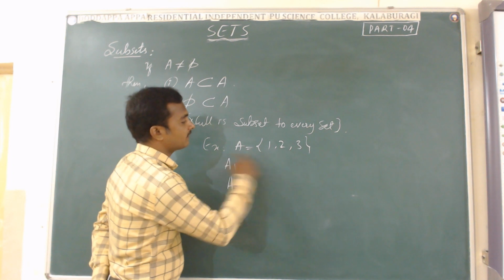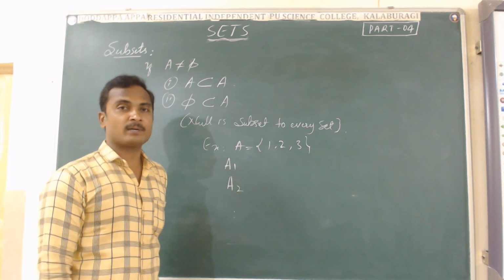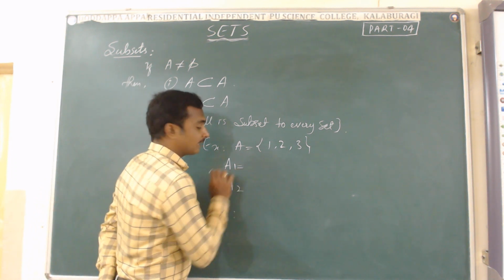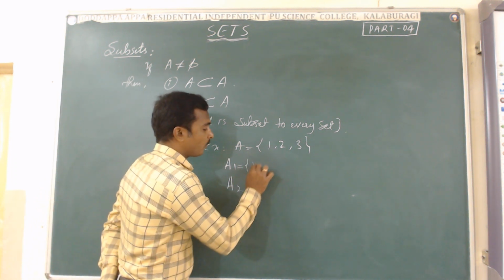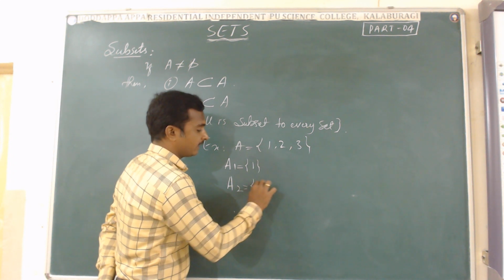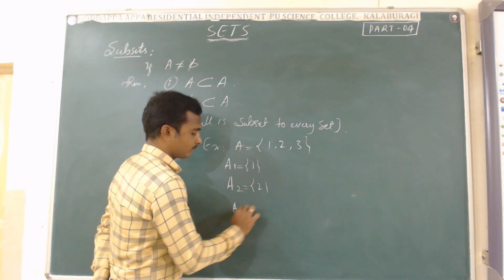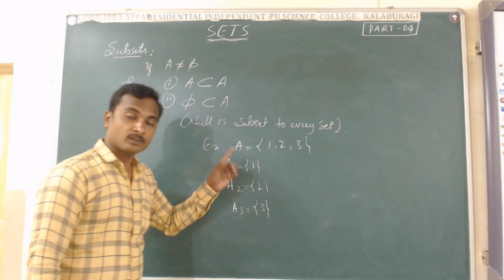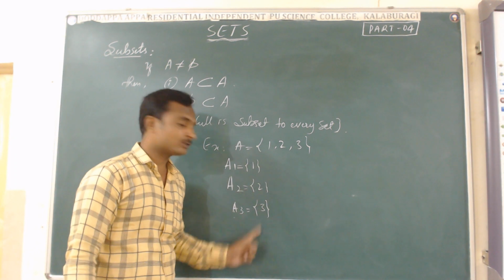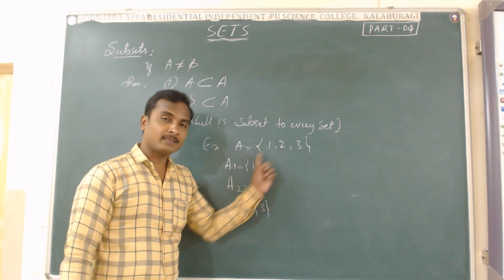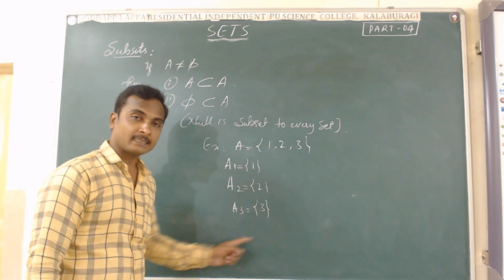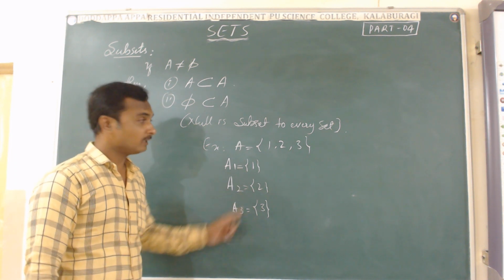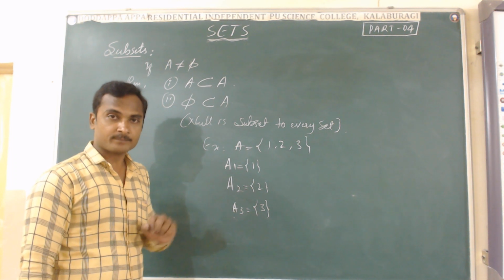Where 1, 2, 3 are the elements of the given set A, the subsets can be constructed by selecting one element at a time. Right? If you select only one element each time, then this can construct the subset. So these are the subsets. A1, A2, A3 are the subsets of the set A.